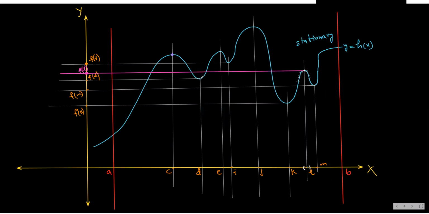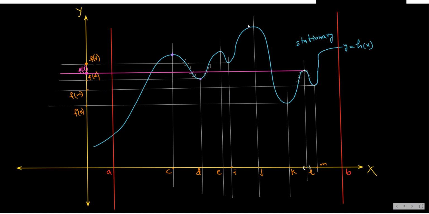Stationary at C, stationary at D. See, why stationary at D? Because just before D, the function was in decreasing nature. But after D, it started increasing. So there is a change in the behavior. It means at D, it was stationary.